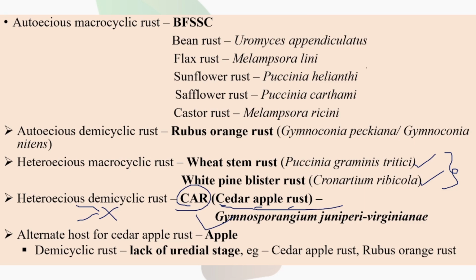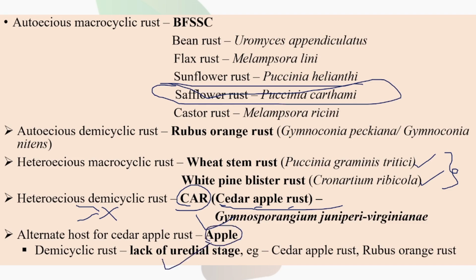In the exam they will give one pathogen and ask which of the following rust types it is an example of, like autoecious macrocyclic, heteroecious demicyclic, heteroecious macrocyclic, autoecious demicyclic. So these are all very important examples. Mostly the questions may fall from this section only, so take a look at it. The alternate host for cedar apple rust is generally apple, and demicyclic means lack of the uredial stage.